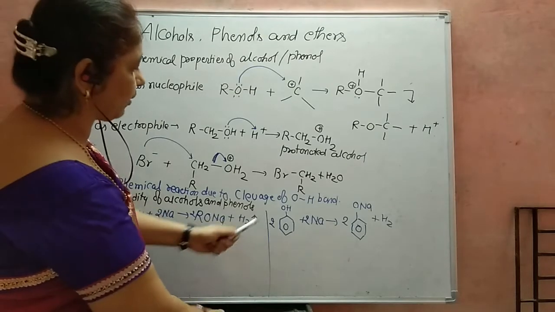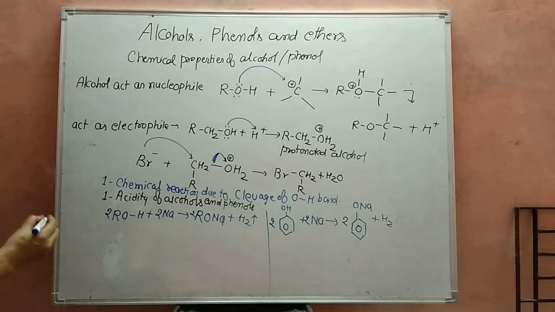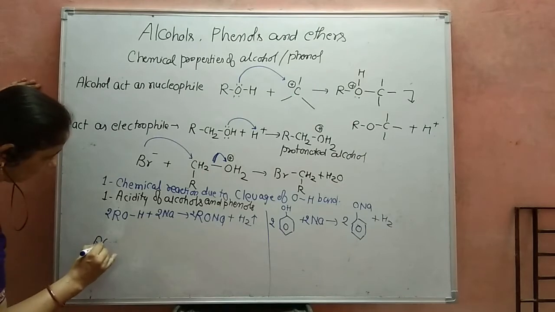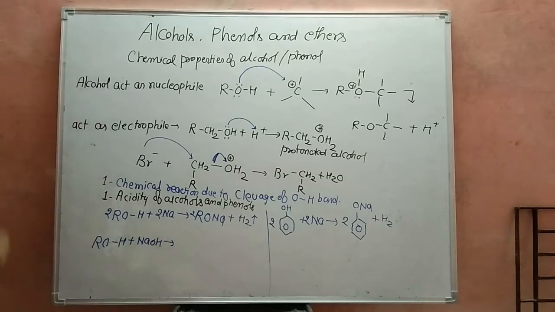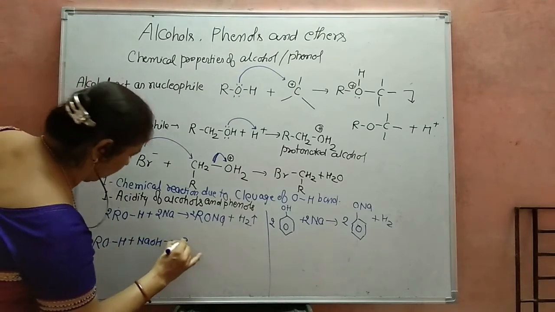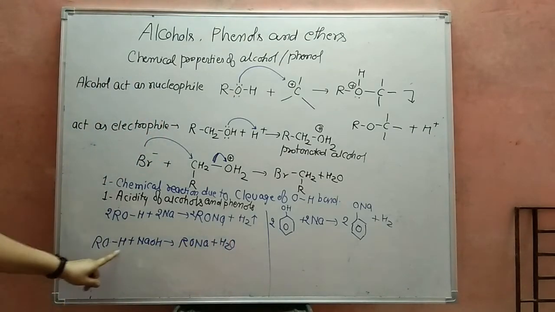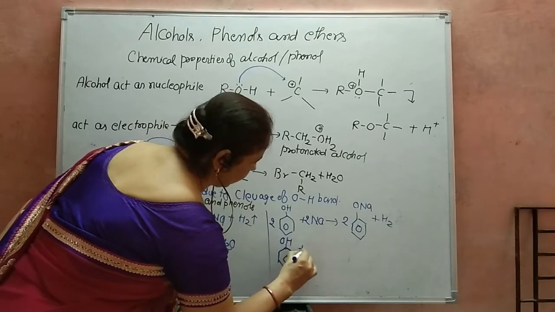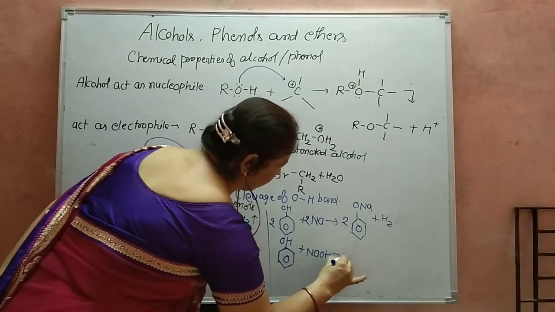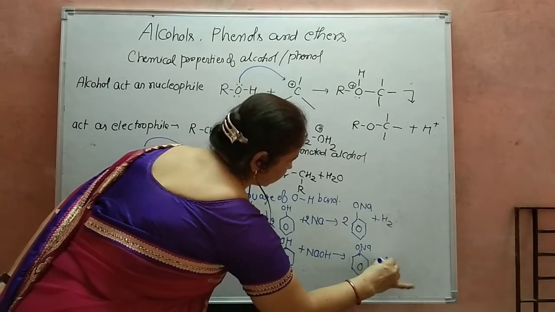It means if they liberate hydrogen gas, they are acid. Second reaction, if they react with the base NaOH, once again it forms the compound RONa plus water. Once again acid and base react to give salt and water. Same in case of phenol. If it reacts with NaOH, it forms sodium phenoxide plus water.